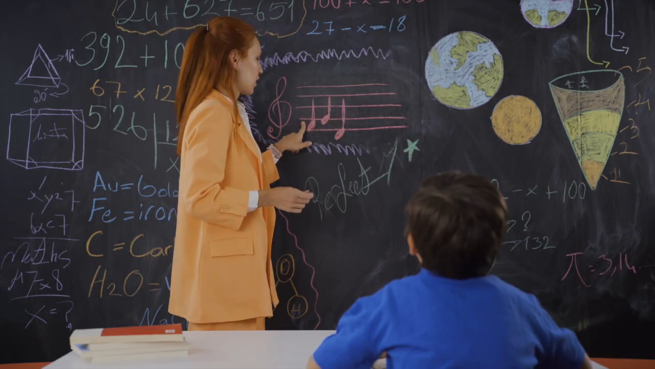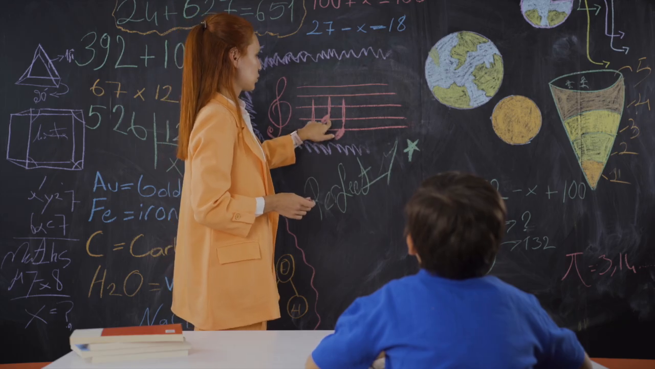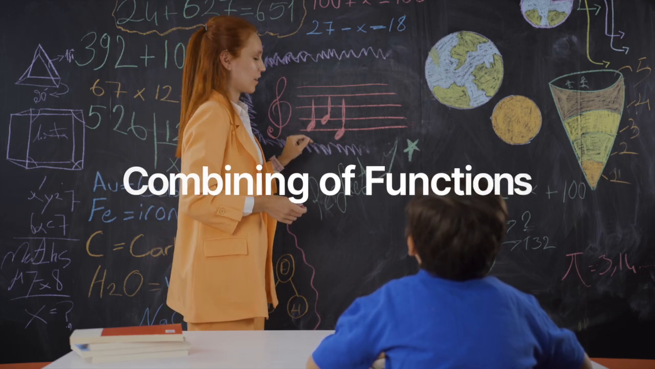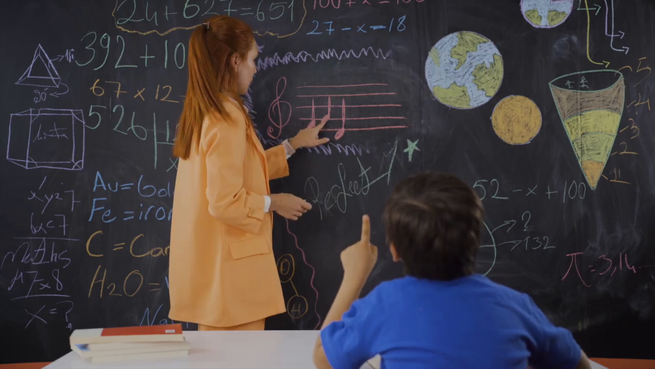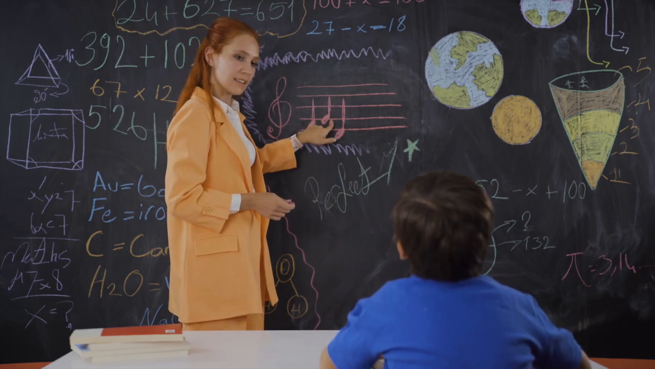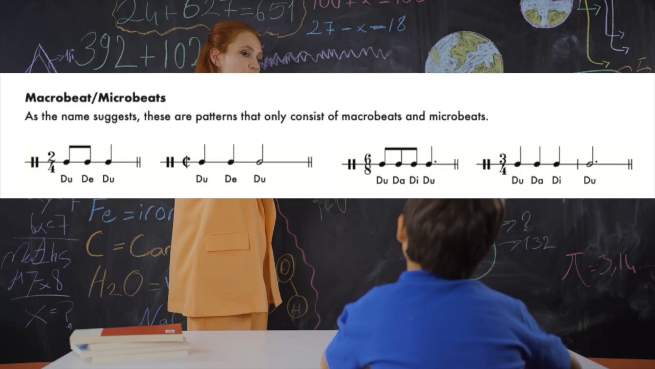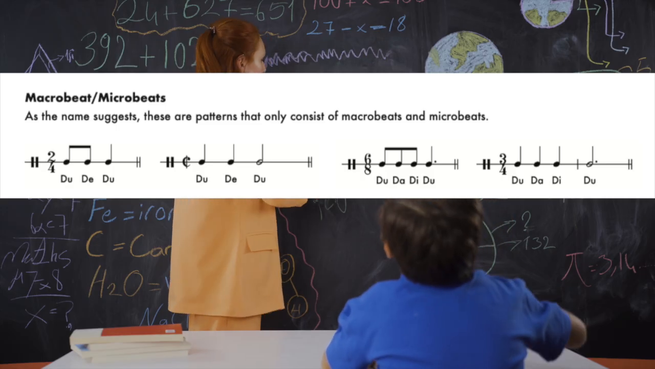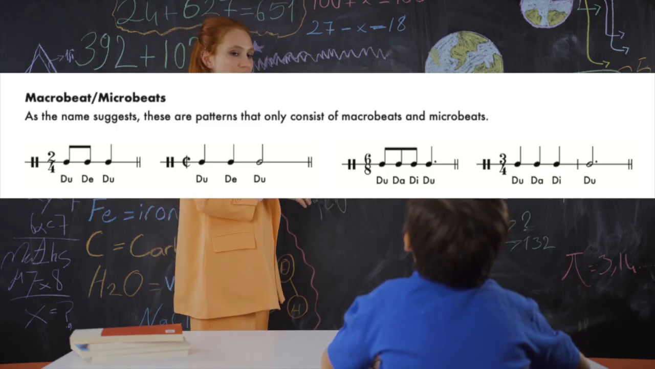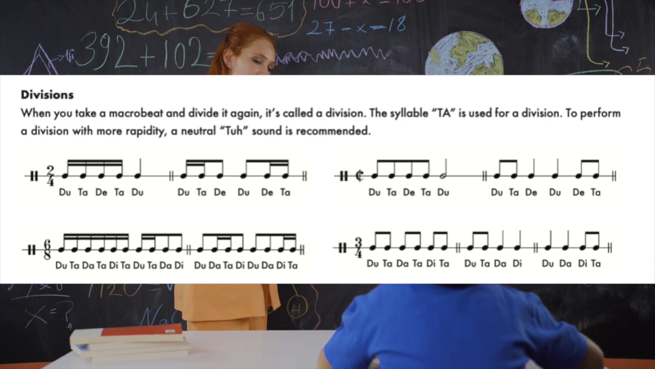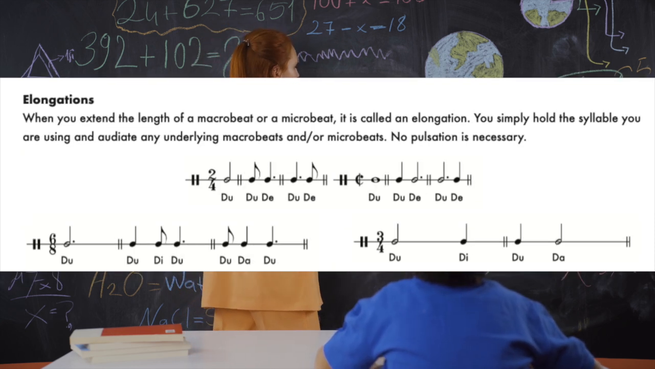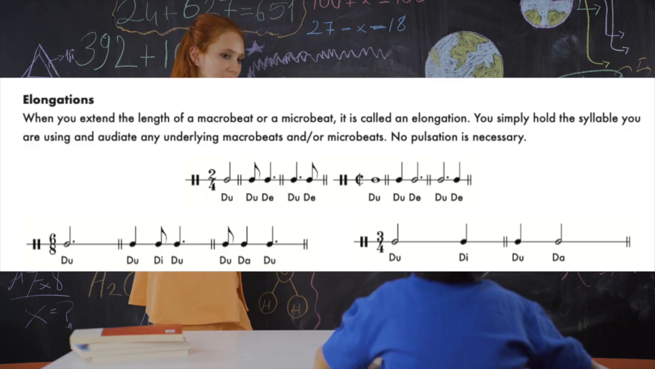Another important yet often overlooked aspect of composite synthesis is the combining of functions. So let's say we are in my high school choir class or my high school piano class, and we've done all the aforementioned macrobeats and microbeats in 2/4, 4/4, cut time, 6/8, 3/4. Then we did divisions in duple and triple and all time signatures. Then we did elongations in duple and triple and all time signatures. And then here we are.